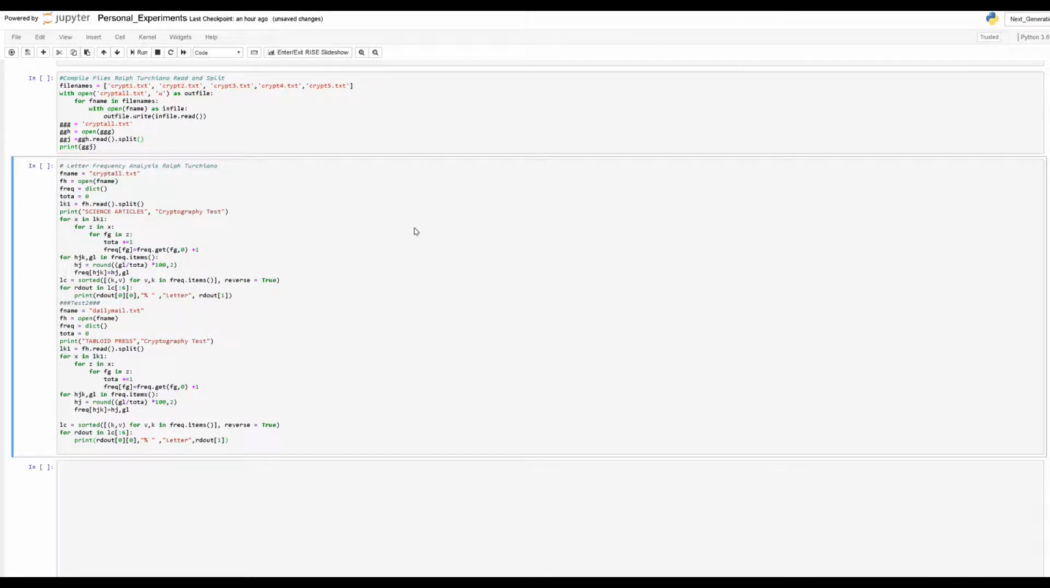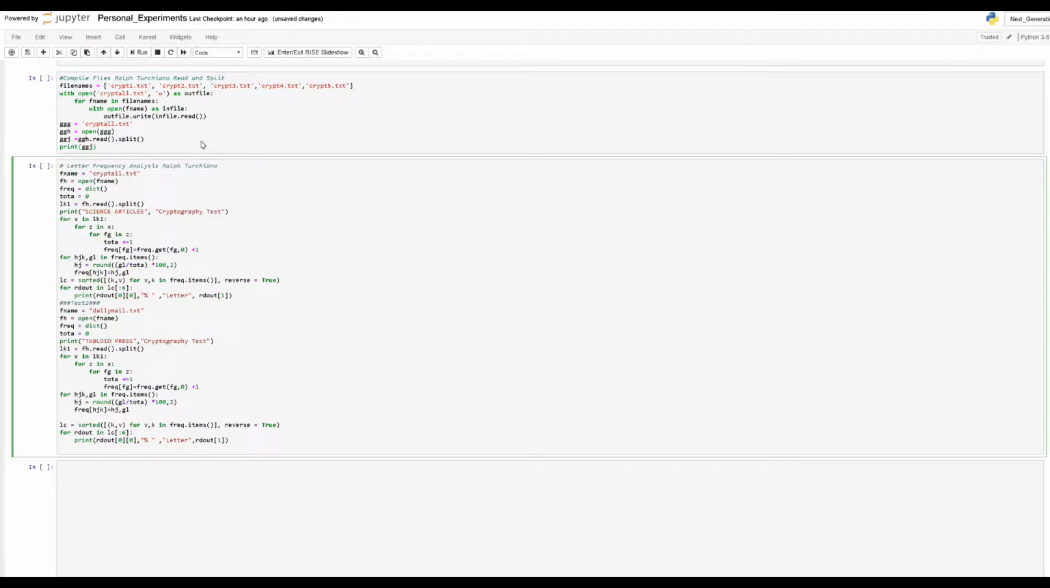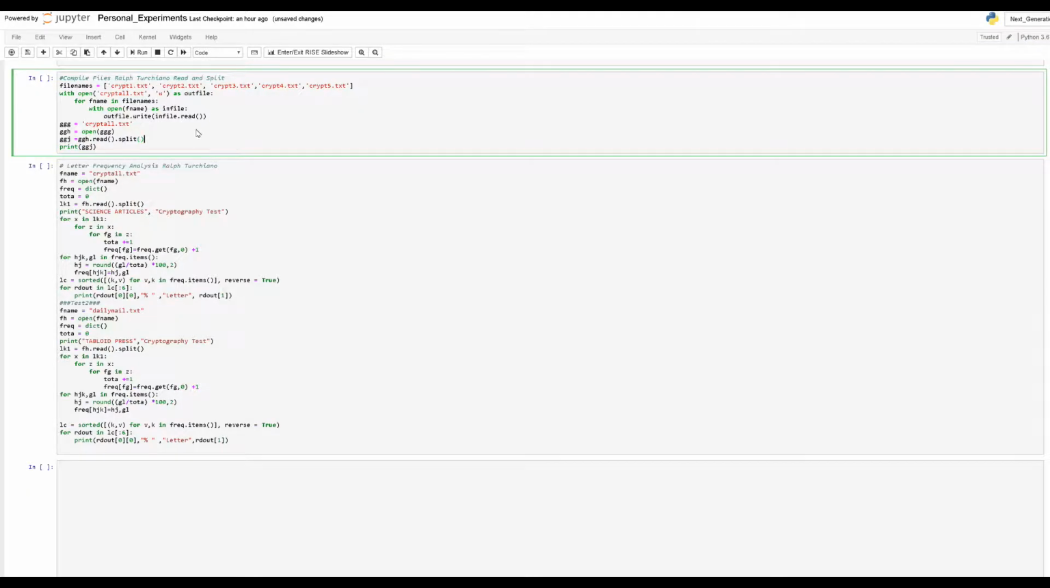Hi, Ralph here. For cryptography, what I wanted to do is check letter frequency between science articles and, of course, tabloid articles and see how close they came, as well as matching to our standard frequency table. And this is what I came up with.